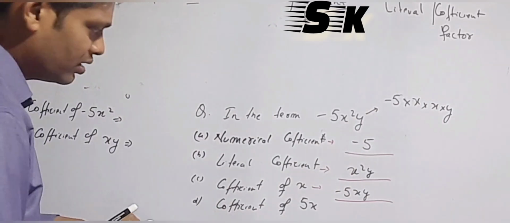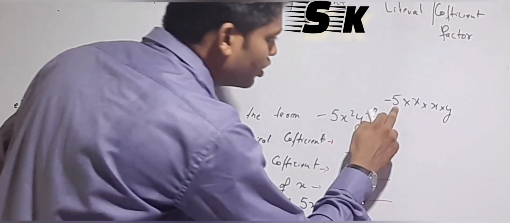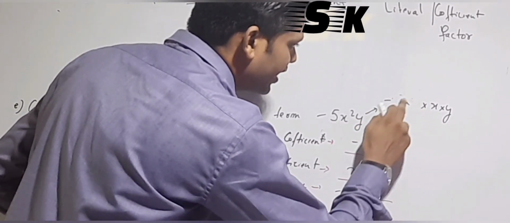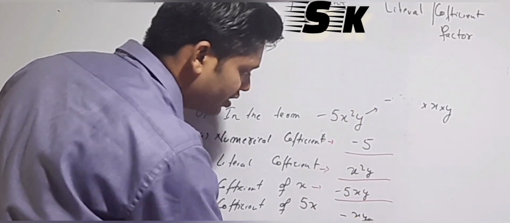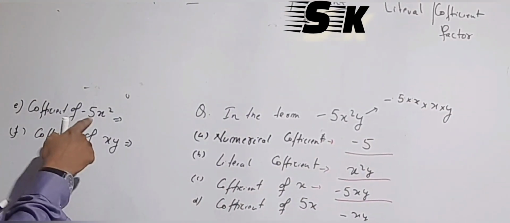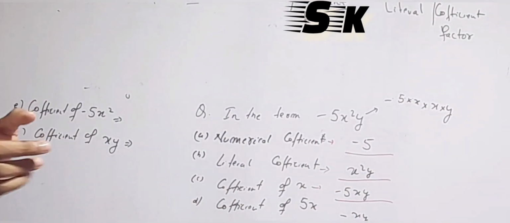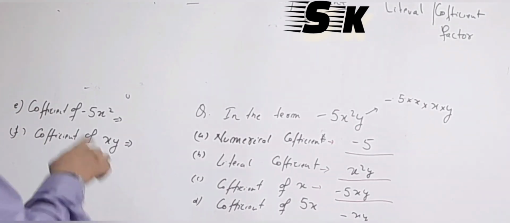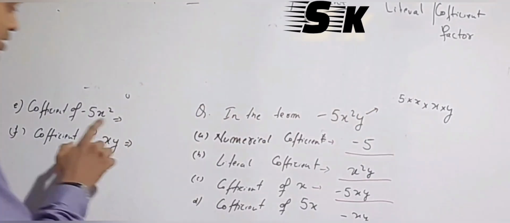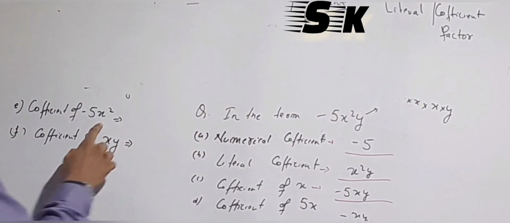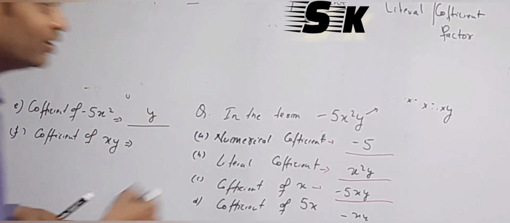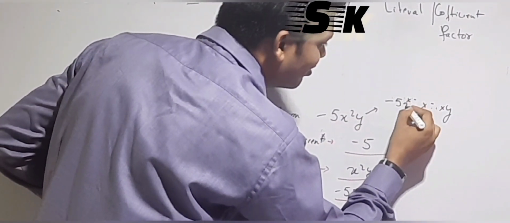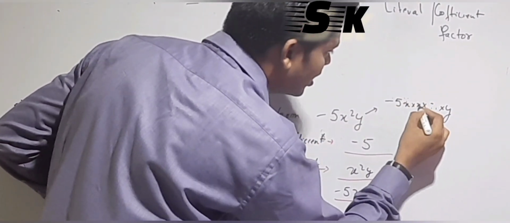Now next one, sir, the coefficient of 5x. Remove the 5 and remove the x. Minus is not there, no? So only 5 and x. So the answer is minus xy. Okay, very good. Next, minus 5x square. You want to do it? Just pause the video and do the sum. Simple: remove the minus, remove the 5. X square means x into x, so the answer is only y. Only y.